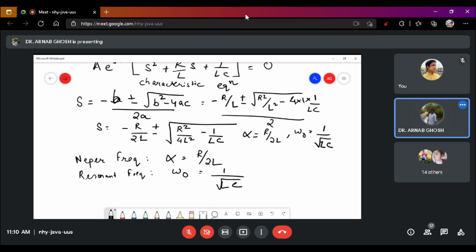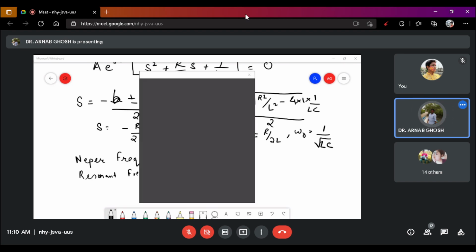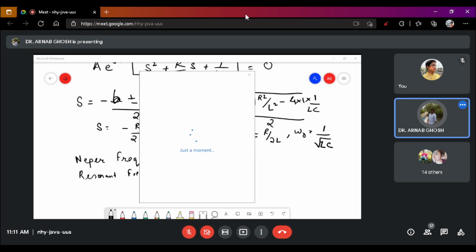Any questions? So what was your Neper frequency for the parallel circuit? 1 by 2RC. For series circuit, it is R by 2L. For parallel, it was 1 by 2RC. Here it is R by 2L. So this is the primary difference.